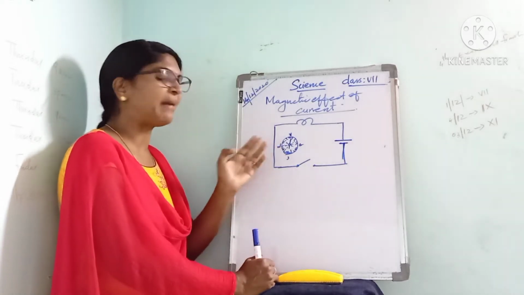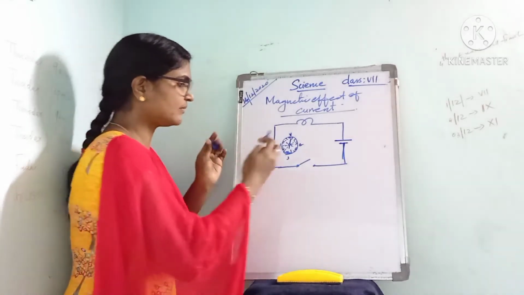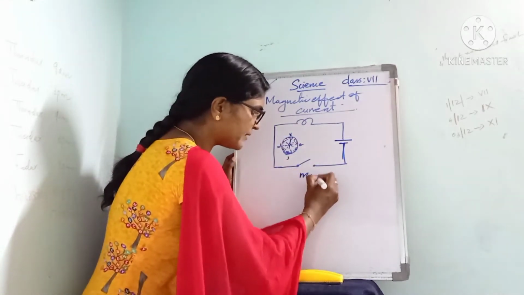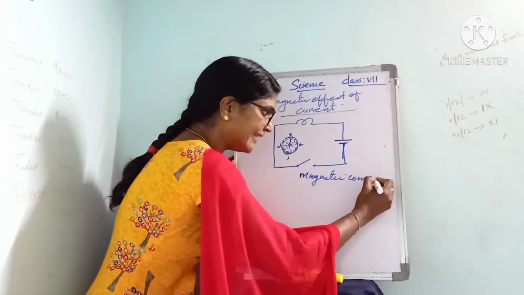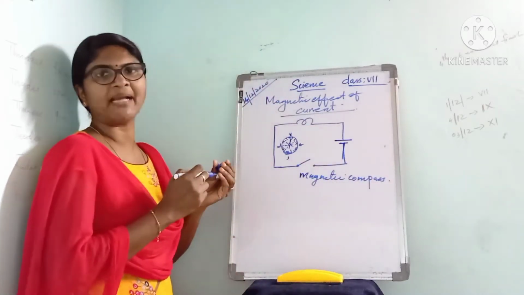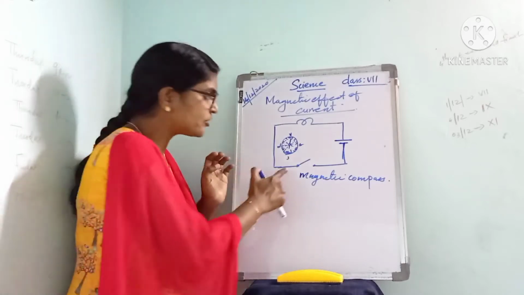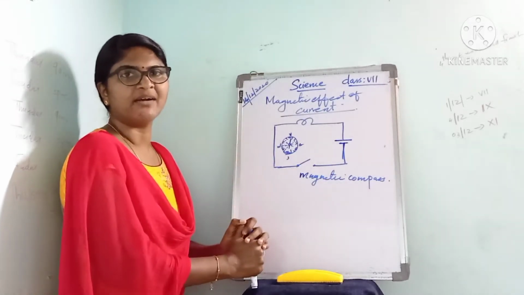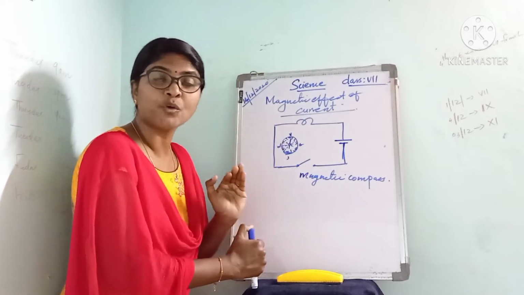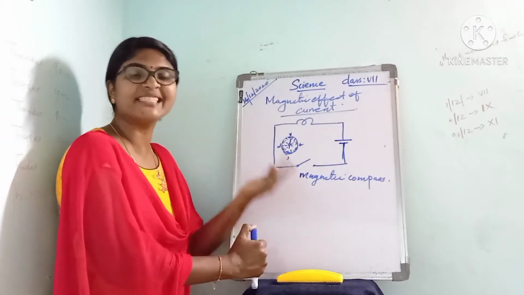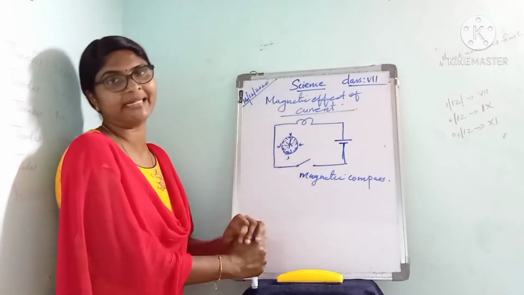Suppose we place a magnetic compass. You know that thing, a magnetic compass, a compass needle. If you place a magnetic compass close to a simple circuit when it is on, then the magnetic needle shows a deflection, as it is being attracted by another magnet.